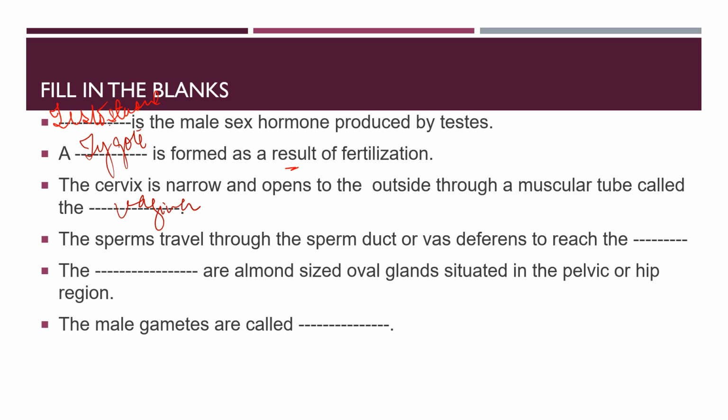Now next, the sperms travel through the sperm duct or the vas deferens and they reach the urethra. Now the dash are almond sized oval glands situated in the pelvic or the hip region. So what are the almond sized oval glands? They are present in the female, in the pelvic or the hip region. It is the ovaries. So the ovaries are the almond sized glands. Now the male gametes are called, so what are the male gametes called? They are called the sperms.